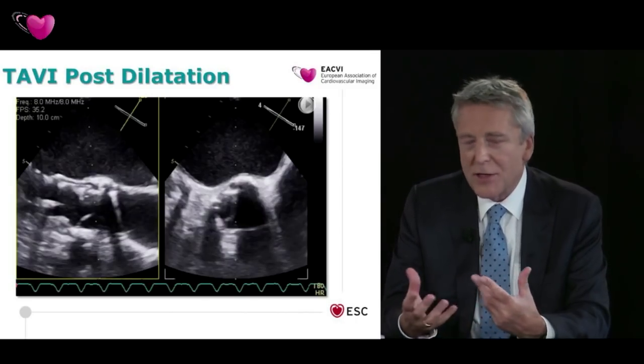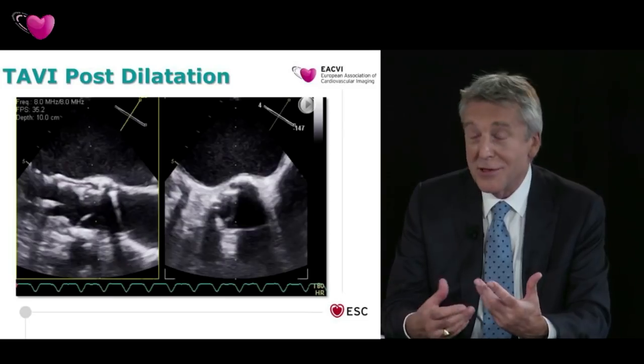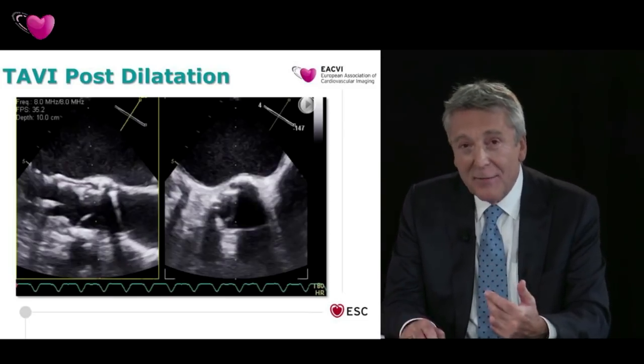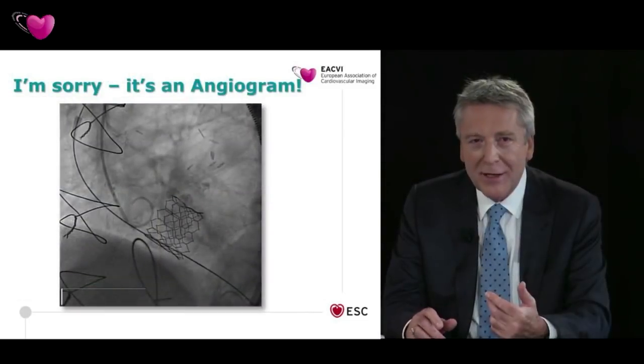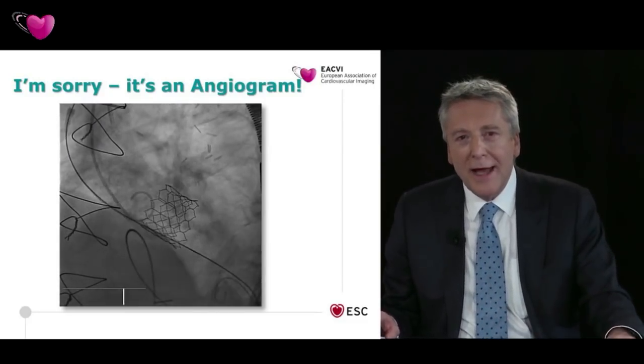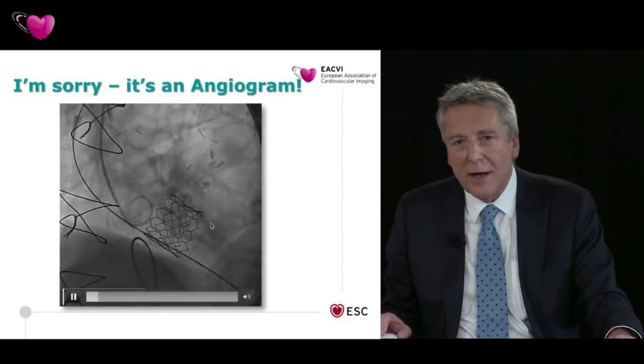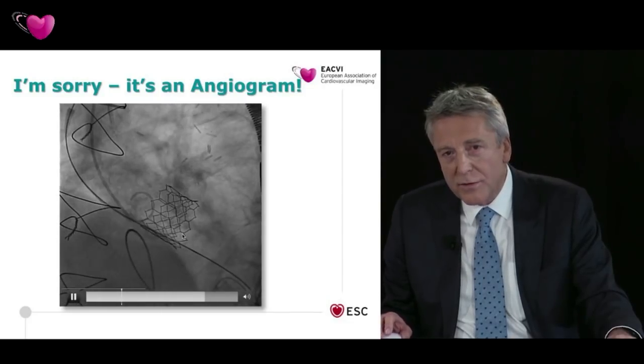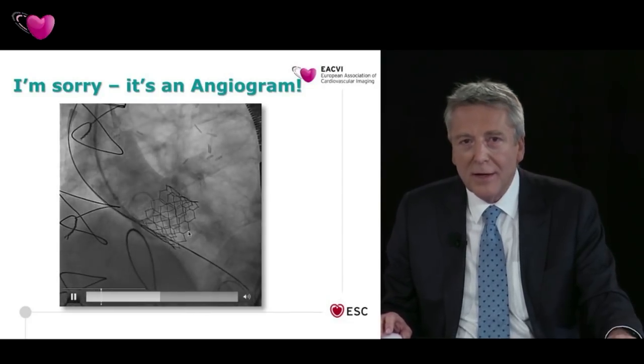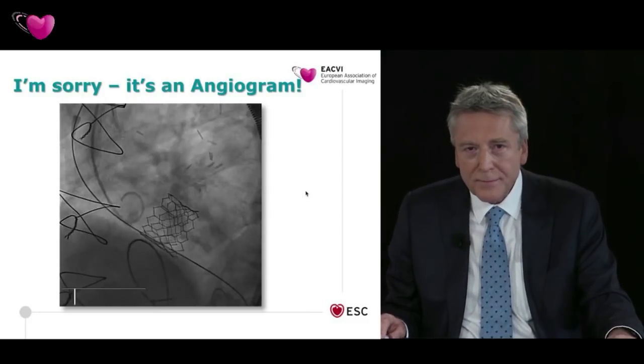I don't know whether the interventional cardiologist didn't want to believe me or just didn't believe me, but anyway, before we did anything else, they decided they were going to do an angiogram, and that indeed confirms what I'd said on the echo, that there was significant paravalvular regurgitation. And interestingly, you can also see the spike of calcium there in the left ventricular outflow tract.